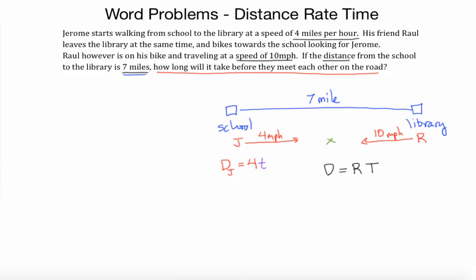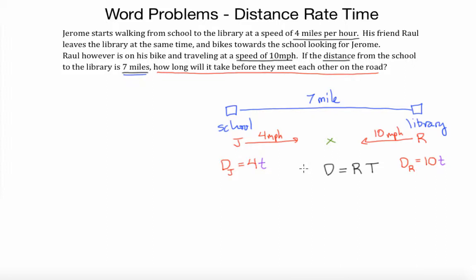Now I've also got Raul right over here. The distance Raul is going to travel, he's going to go probably a bigger distance. The distance for Raul, there's a little r, is going to equal 10 miles an hour. That's his rate, but it's the same amount of time. They both left their respective places at the same time, and they're both going to meet while traveling that same amount of time. So the times for both of them are going to be the same. That's key in this problem.